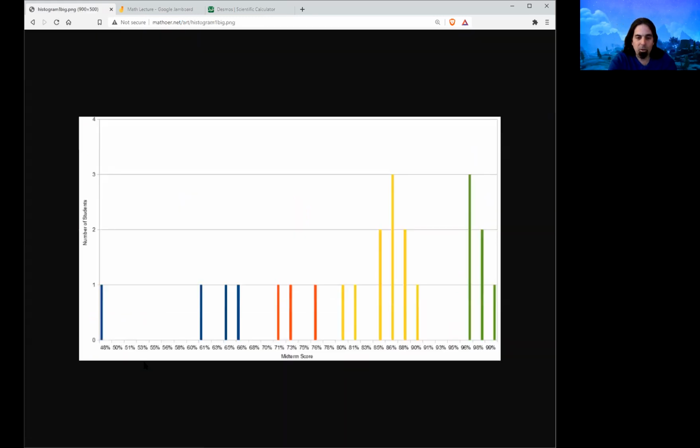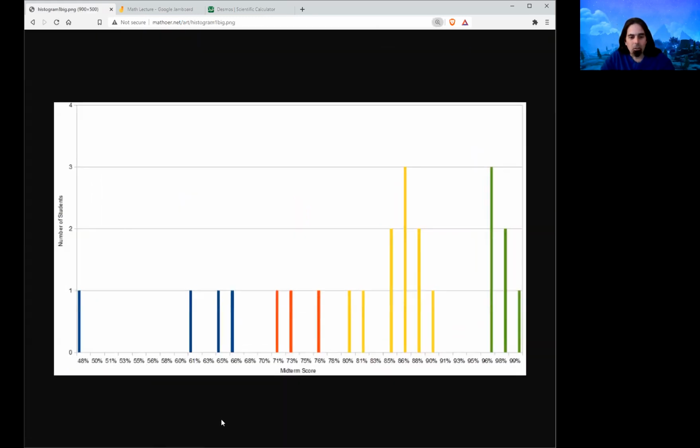This was one from one of my old classes where students took a midterm. A few students got these very low blue scores. A few students I colored orange. They're in the middle. There was a nice sort of hump of yellow bars. 3 students got an 86. 2 students got an 88, and so on. And then a few students were way up at the top. They really knew what they were doing.